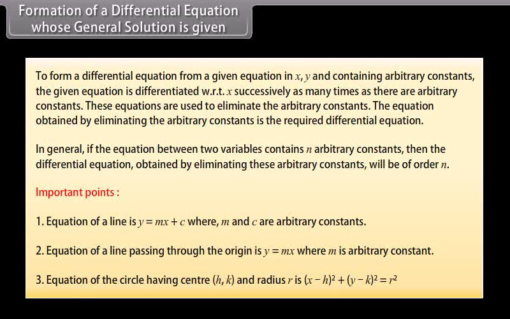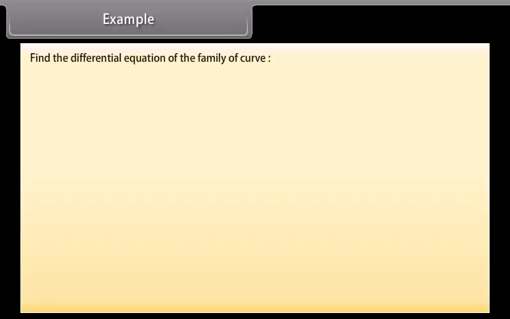Equation of the circle having center (h, k) and radius r is (x minus h) whole squared plus (y minus k) whole squared equals r squared. Example. Find the differential equation of the family of curves y equals m cos 6x plus n sin 6x, where m, n are arbitrary constants.